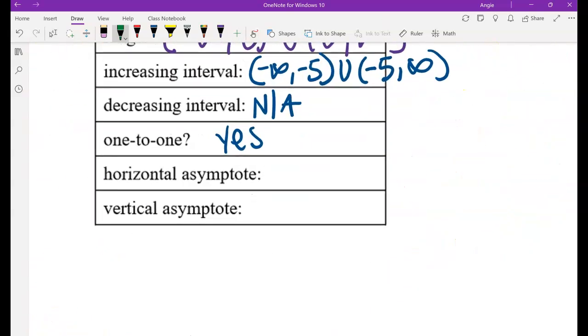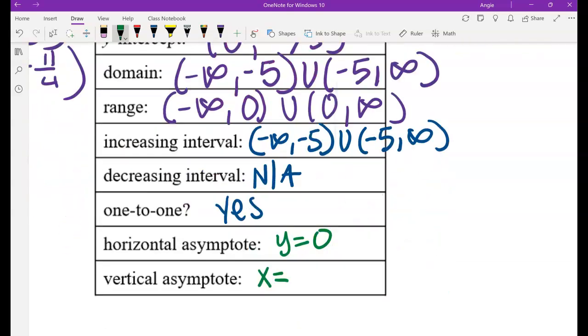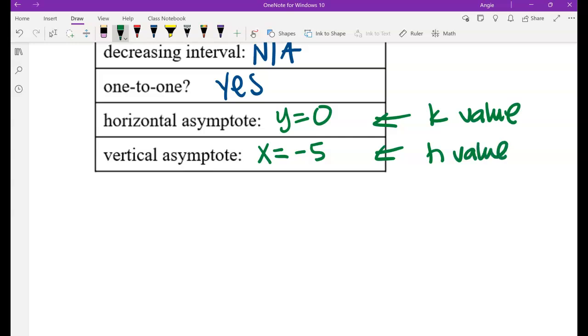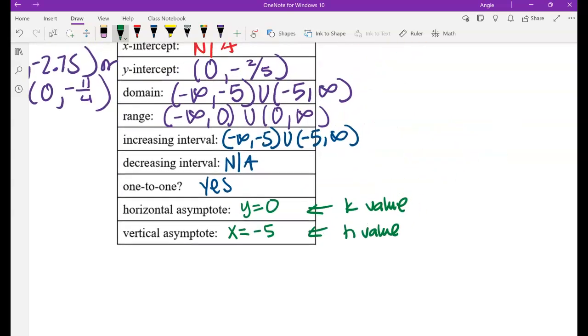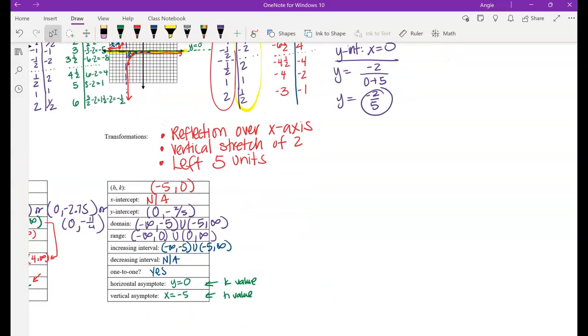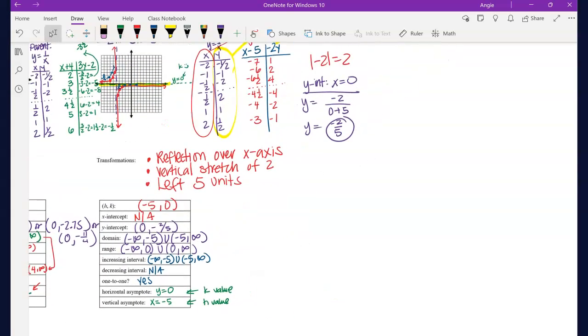Okay, horizontal asymptote, let's go. Your K value was 0, so y equals 0. Your x is going to be your -5, I believe, your H value. So -5. So this is K value, and this is your H value. Let's pinch it in to see what's going on. All right, there you go.